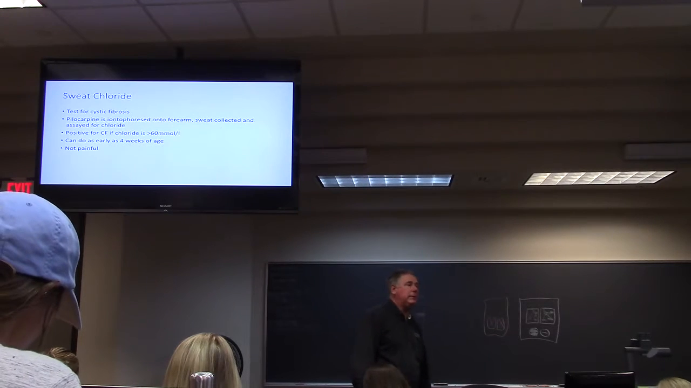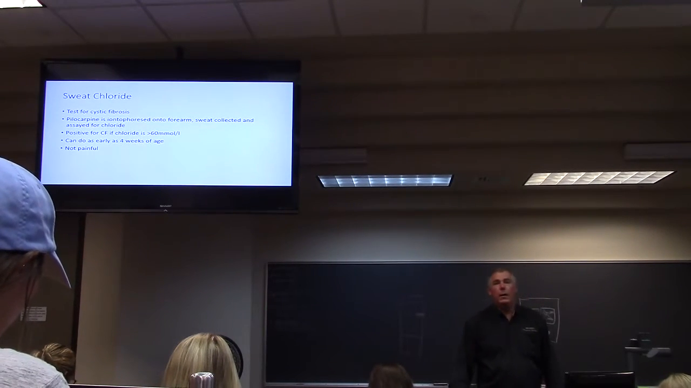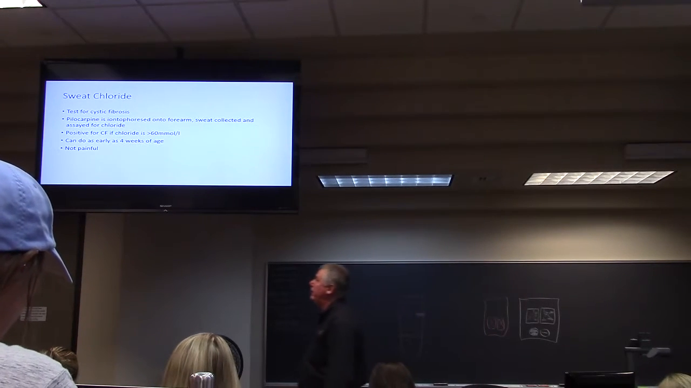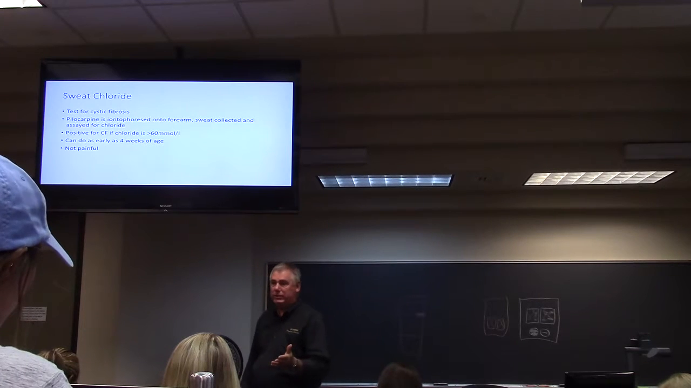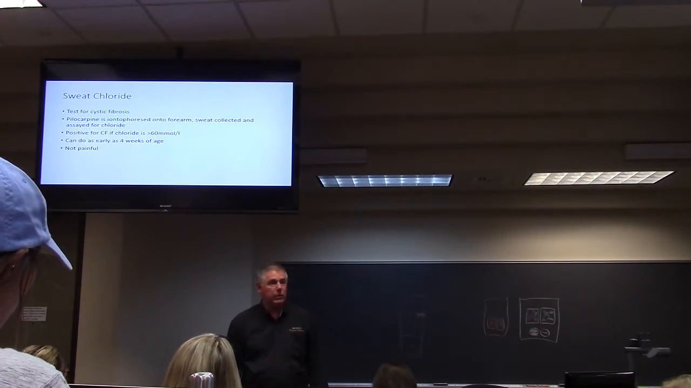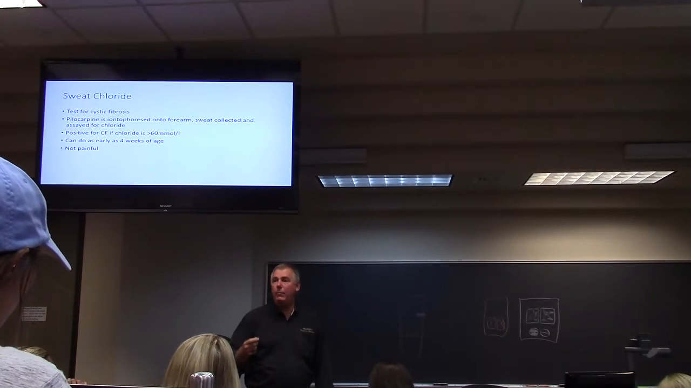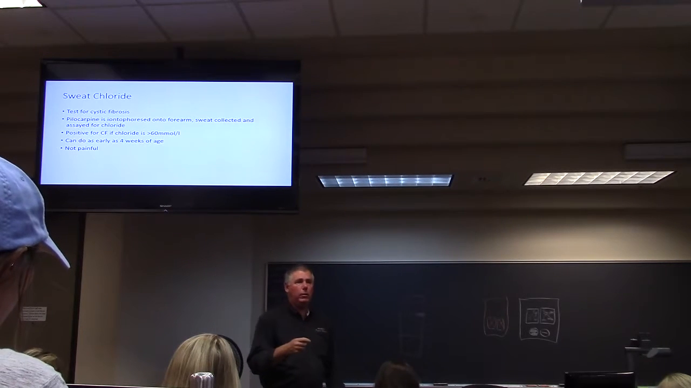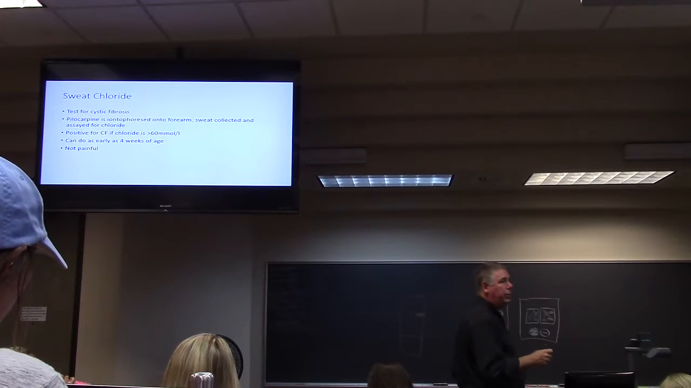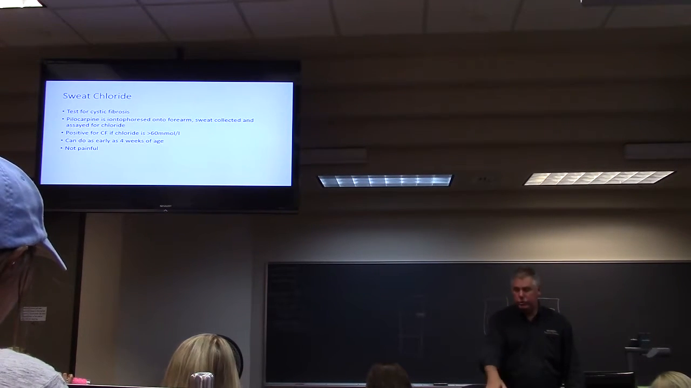Sweat chloride, you will definitely have this on the boards, one way or the other. The magic number here is 60. So if you ever hear the word 60, then the first thing out of your mouth should be cystic fibrosis. You know what cystic fibrosis is? It's an abnormality of the gene that codes for the chloride channel. It produces a hyper salty sweat.